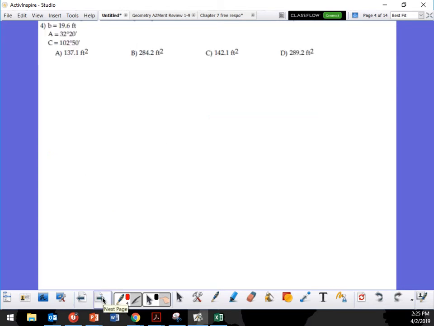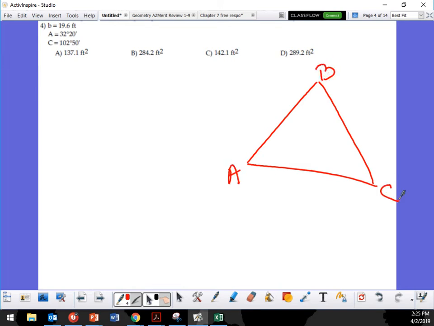It's not happening. What do I need to start by doing? Draw a triangle. Big A, 32 degrees, and little b is 19.6. All right, I drew the triangle.